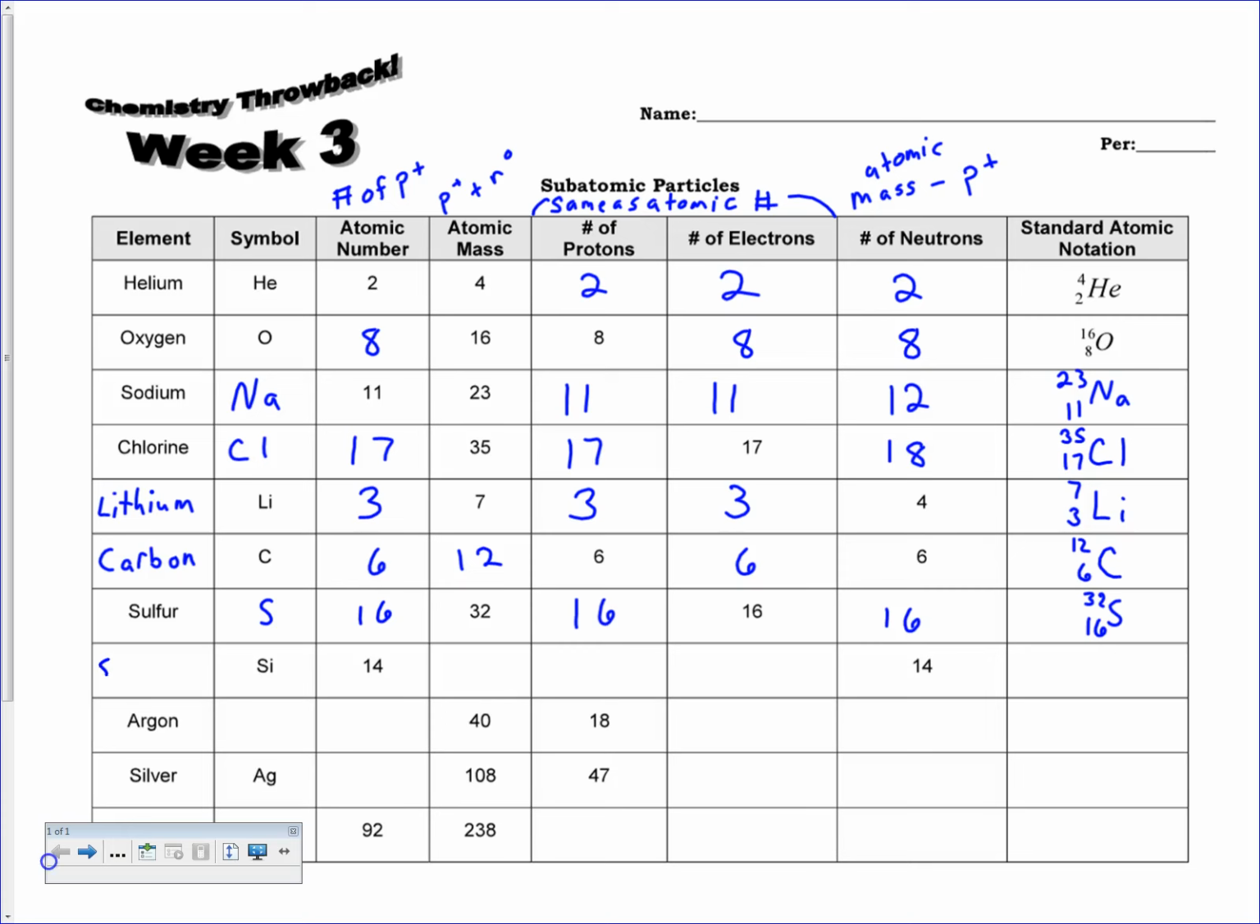Si is silicon, S-I-L-I-C-O-N, silicon. So silicon, you can see there has an atomic number 14. That means that it has 14 protons and 14 electrons. To get the mass here, we're going to go back and look at number of neutrons plus number of protons. That's 14 plus 14. So that's 28. Okay, and then here writing the symbol at the end, that's Si. It has an atomic number of 14. It has a mass of 28.